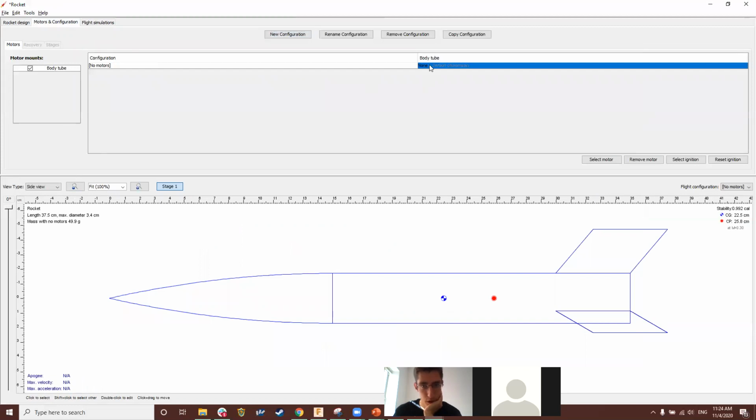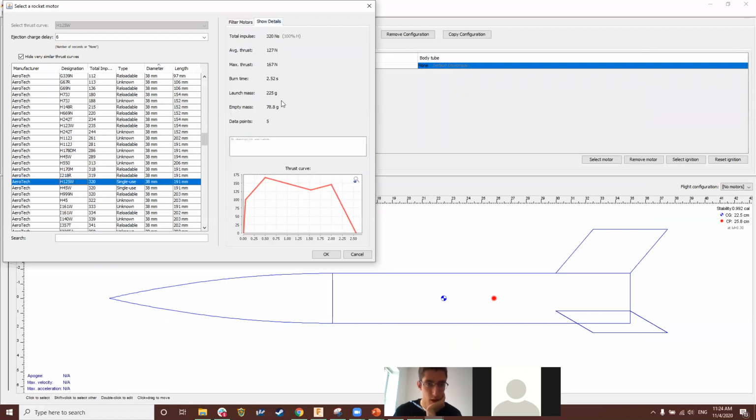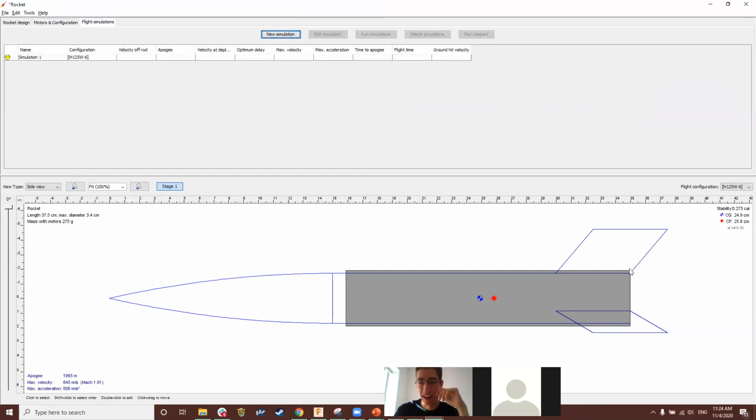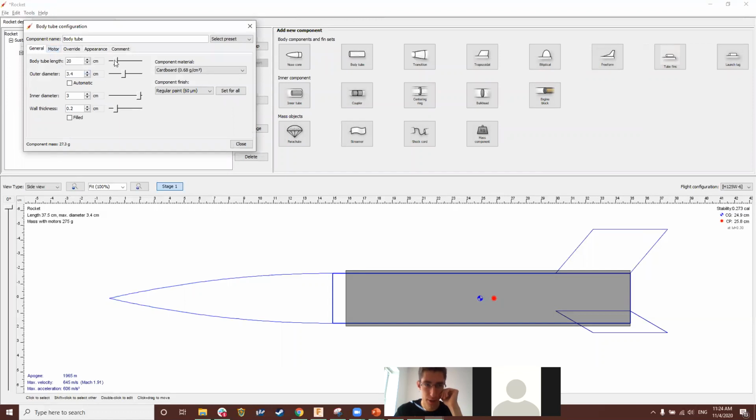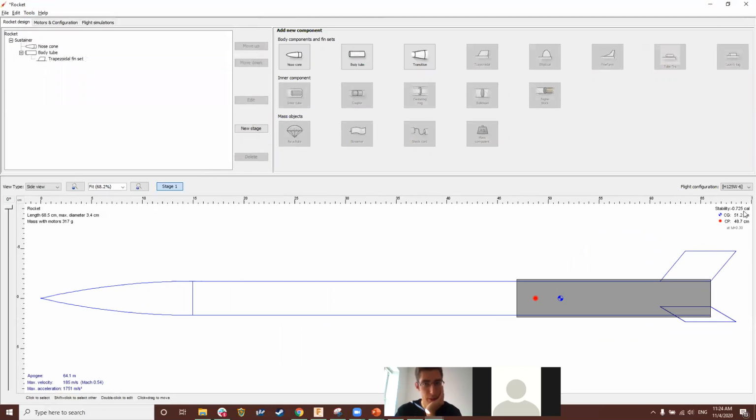Okay, you choose your motor, and the motor will do, let's say, H something, maybe this one. This looks fine. It's pretty big. And you look at your stability, 0.2 caliber. That's not good enough. We need at least 1 caliber. So what you need to do, most typically you extend the length of your rocket. Well, that didn't help. That only made things worse.